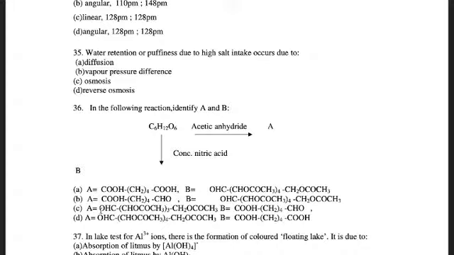Option C: A = OHC-CHO, COCH3... CH2O COCH3, B = COOH-(CH2)4-CHO. Option D: A = OHC-CHO, (COCH3)4... CH2O COCH3, B = COOH-(CH2)4-COOH. Correct. The answer is option D.